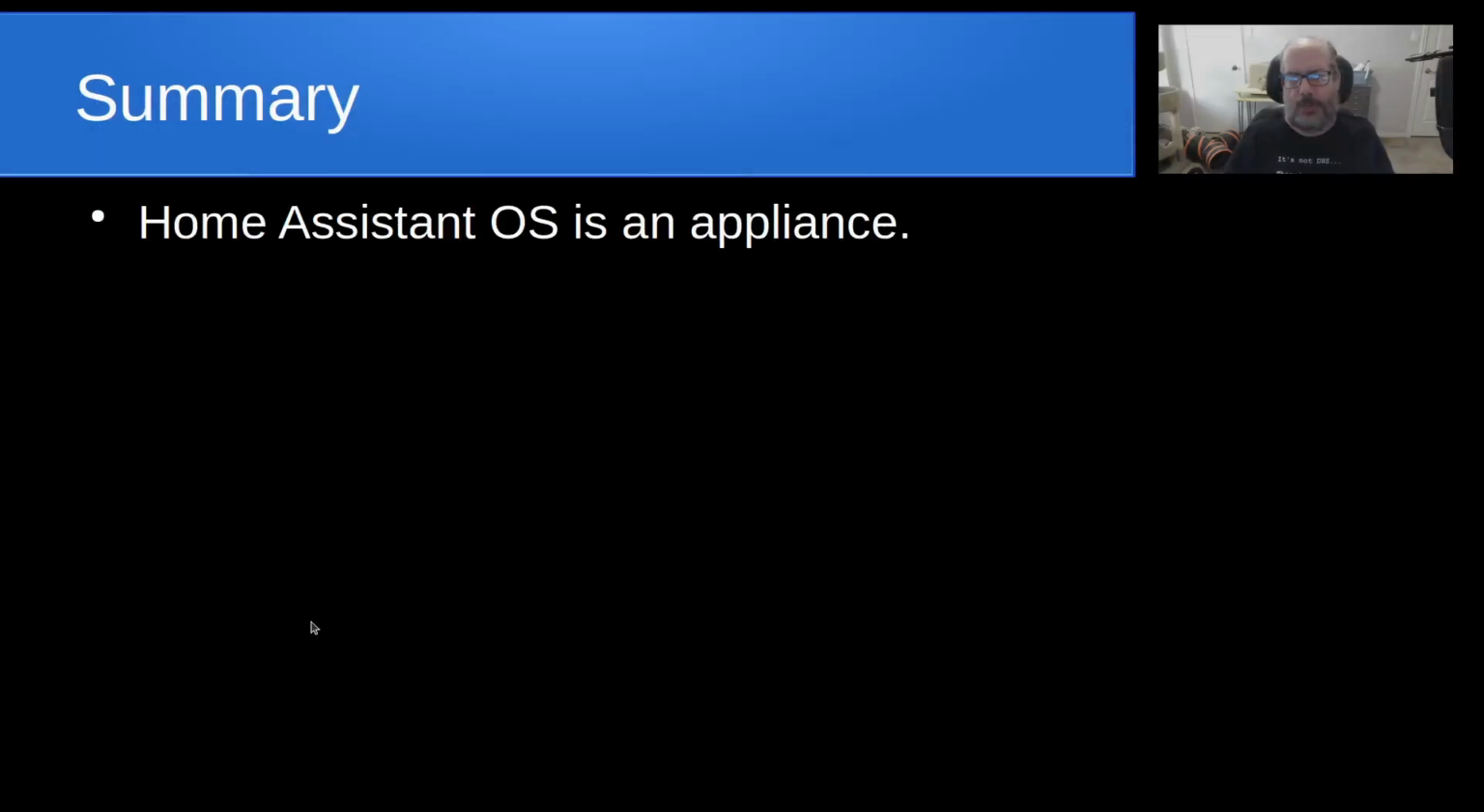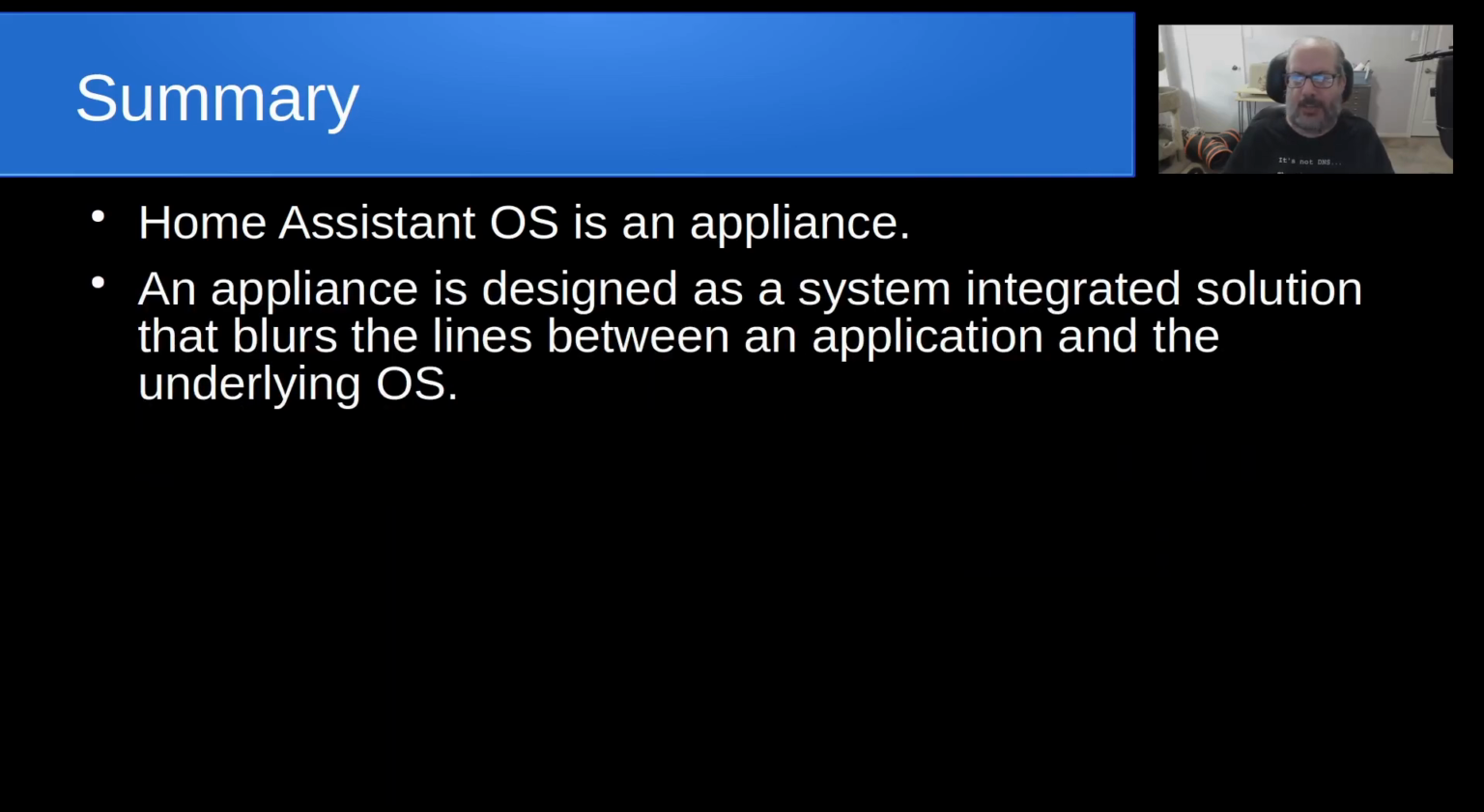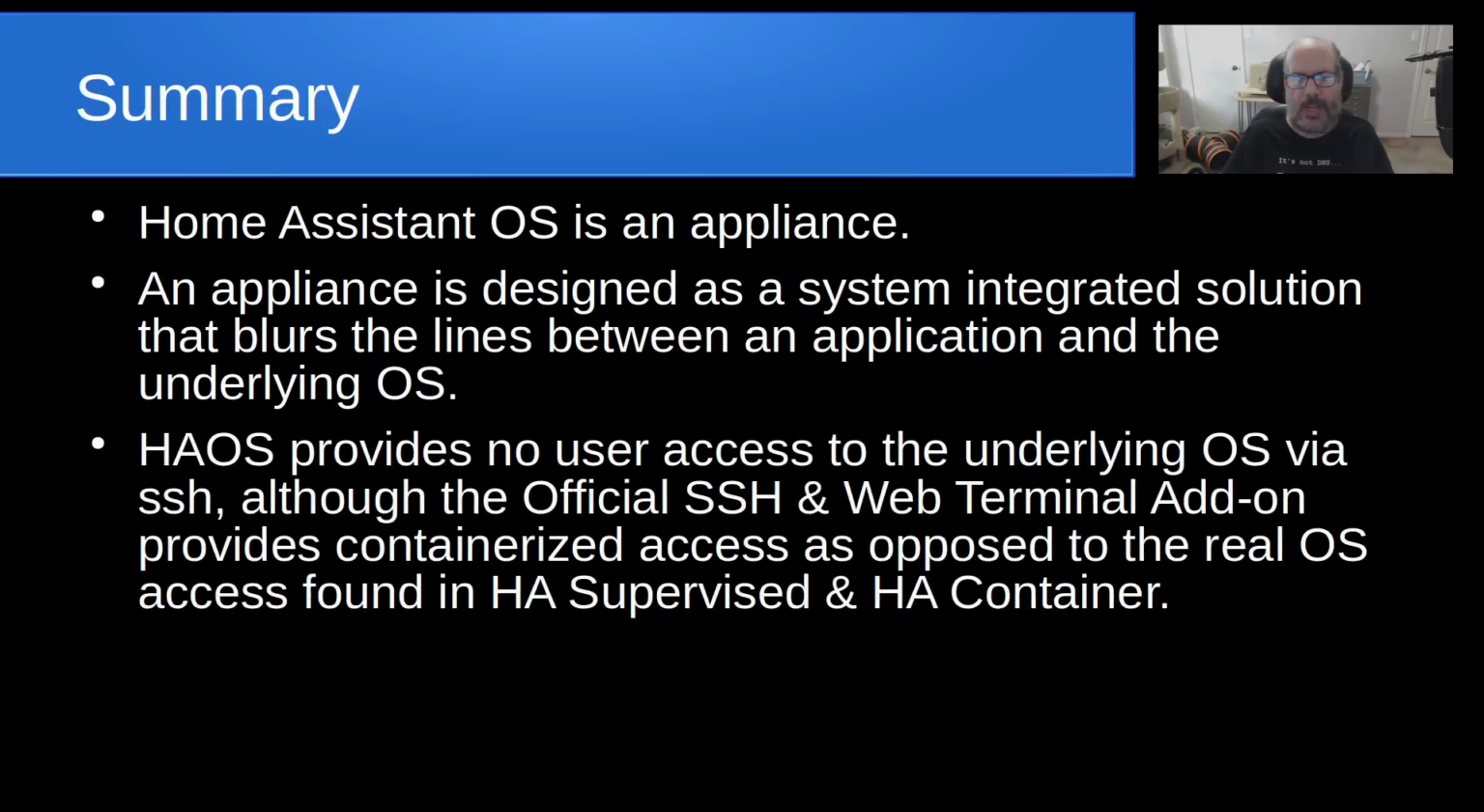So in summary, Home Assistant OS is an appliance, and an appliance differs from an operating system or an application because you don't go through any installation process, and instead you simply have an image that you run which has been pre-configured. And so an appliance is designed as a systems integrated solution that blurs the lines between an application and the underlying OS. HAOS provides no user interface to the underlying OS via SSH, and although the official SSH and web terminal add-on provides containerized access to control HAOS, it doesn't provide direct access to the underlying OS because the attitude is that there are no user serviceable parts inside, which results in a more reliable end solution for the users.